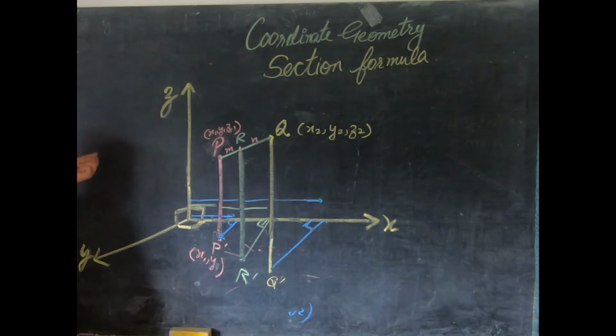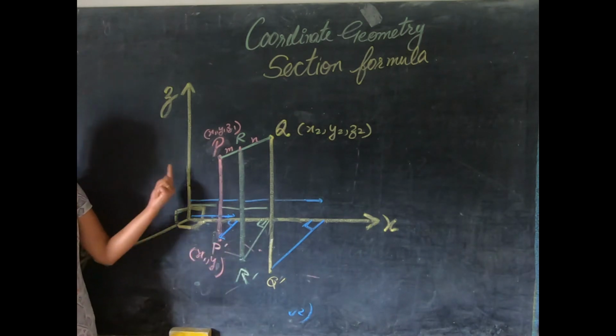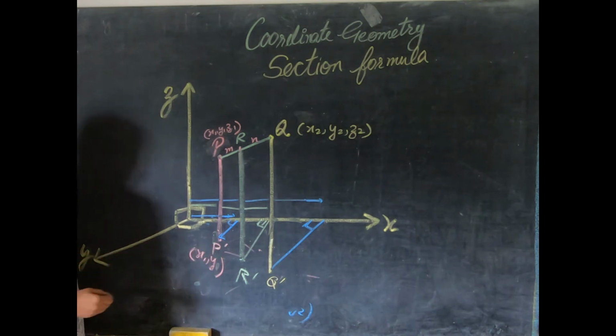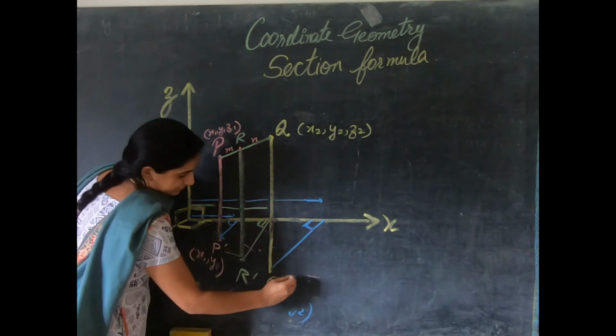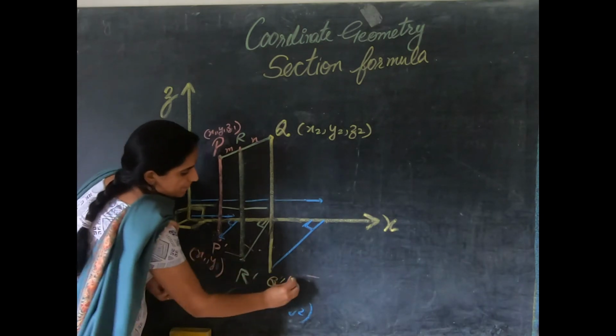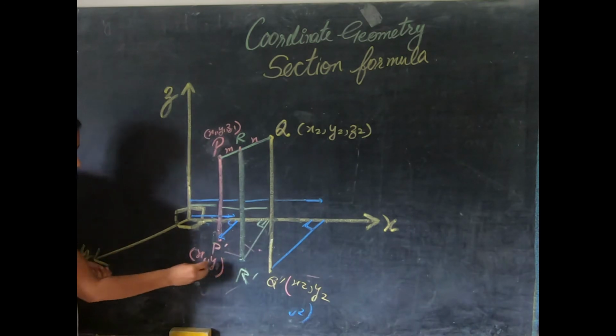Whenever you will be dealing with octants, you will be asked to find out the coordinates of point P in this space, and the point is here, then you will write 0, but it actually doesn't matter here. And here the coordinates are x2 and y2. Okay.